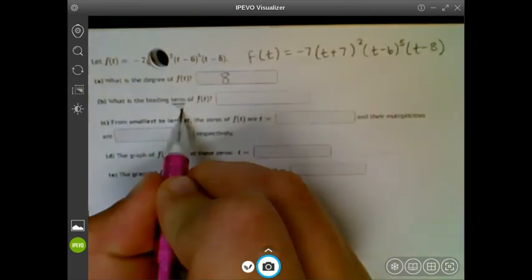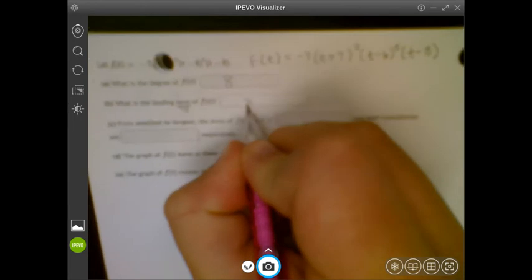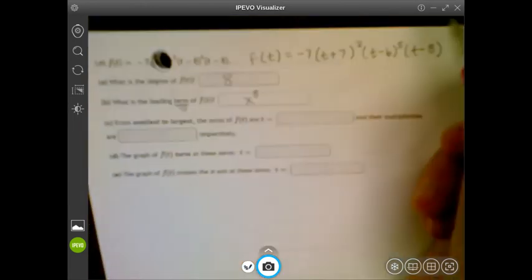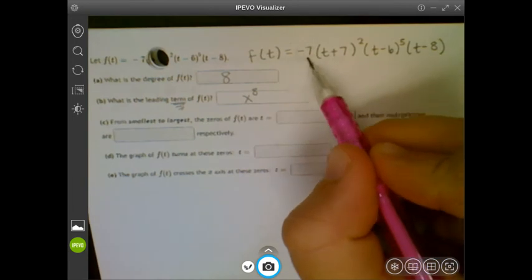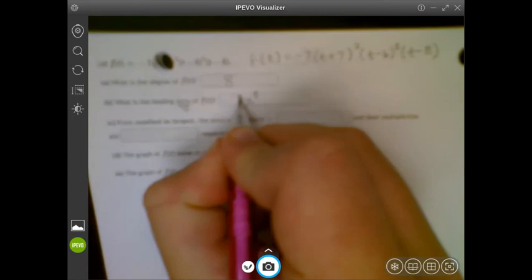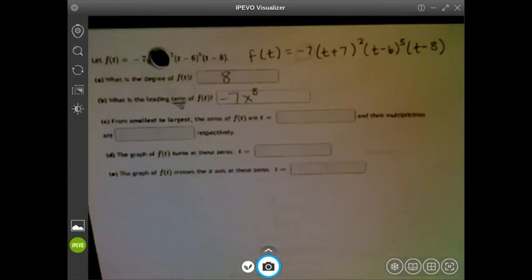The next question says leading term. So we are going to have the x to the 8th as the degree in here, and then we need the number that's going to be in front of this. Well, in front of my polynomial, all those factors, I have a negative 7. So it'll be a negative 7, x to the power of 8.